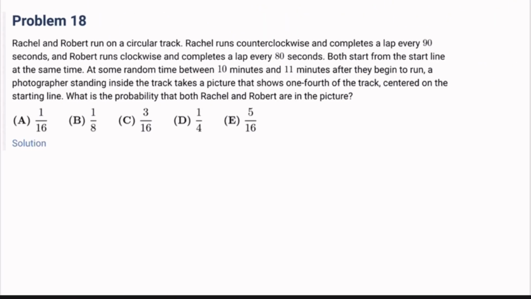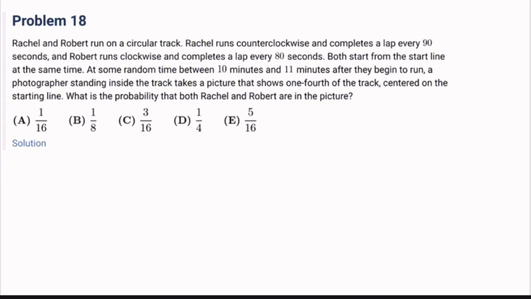Number 18. Rachel and Robert run on a circular track. Rachel runs counterclockwise and completes a lap every 90 seconds, and Robert runs clockwise and completes a lap every 80 seconds. Both start from the start line at the same time, at a random time between 10 minutes and 11 minutes after they begin to run. A photographer standing inside the track takes a picture that shows 1/4 of the track centered on the starting line. What is the probability that both Rachel and Robert are on the picture?